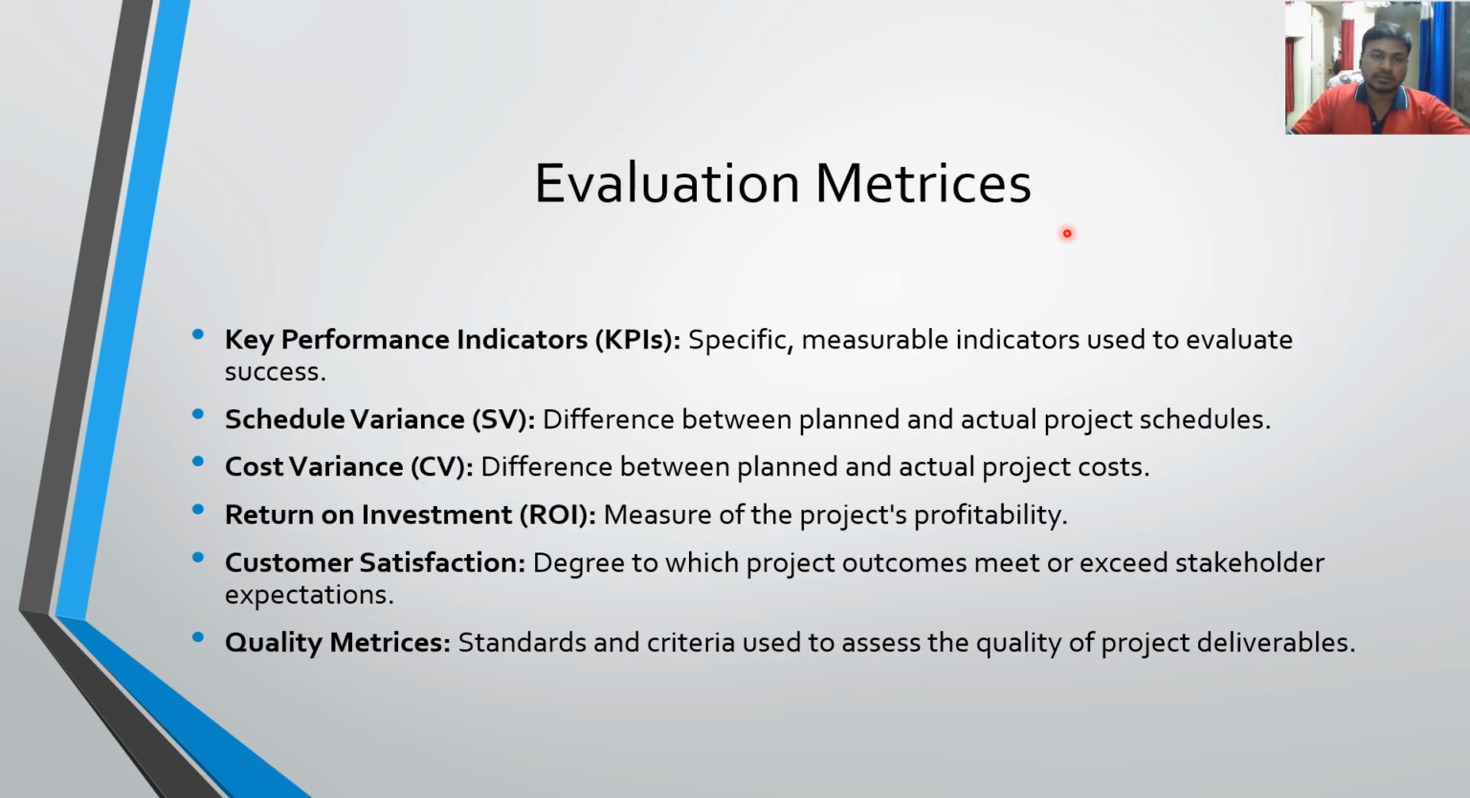Next, evaluation matrices. Key performance indicators, KPIs. Specific measurable indicators used to evaluate success. Schedule variance, SV. Difference between planned and actual project schedules. Cost variance, CV. Difference between planned and actual project costs.